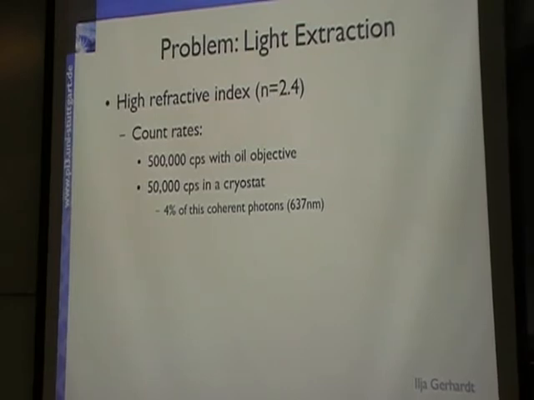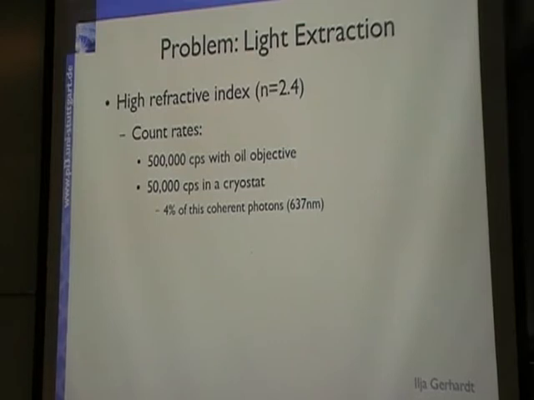And again, we have to realize, okay, if we look at coherent photons, which are coherently scattered, which are exactly coming from this transition at 637 nanometers, this is only 4%. So if you want to think about experiments like, for example, Hong-Ou-Mandel interference, where you need the indistinguishability of two photons meeting on a beam splitter, you realize that you're limited basically to a few thousand photons per second, and that's pretty tough. So the question is how to get the light out.